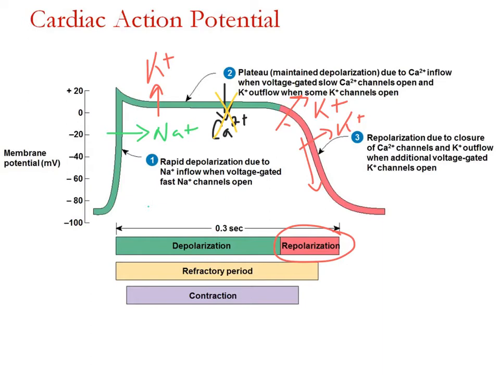So if you guys recall, a refractory period is a period of resistance to a second or another action potential. Okay? So it's a period of resistance for another action potential to occur. All right? So if you look, the refractory period is longer than the depolarization period. Okay, you guys see that? So what happens is, as depolarization ends, we start to repolarize. So during repolarization, what is going on?